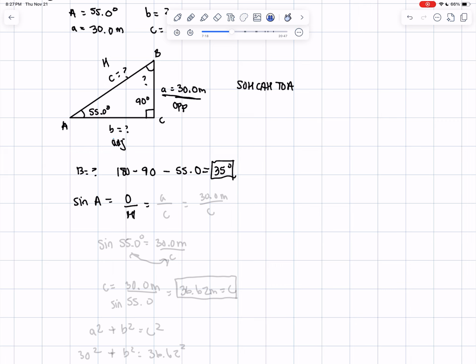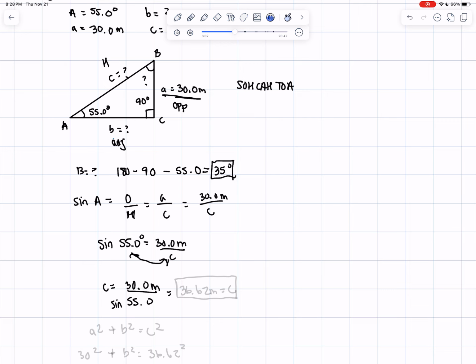equals opposite over hypotenuse. So that would be little a over c, which then would be 30 over c. Well, I need to find c, and I know what the sine of A is, so let's reset this up. Sine of A is 55.0, a is 30.0 meters, and c. So I can actually switch these two to find c, which means it's going to be 30.0 meters divided by sine of 55.0. I have to make sure to hit the sine.